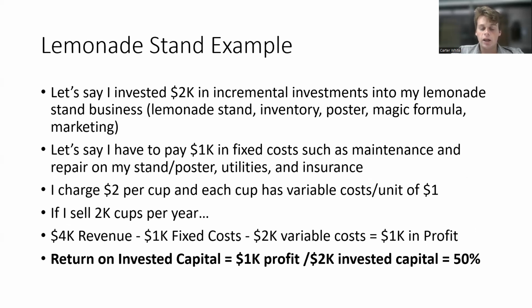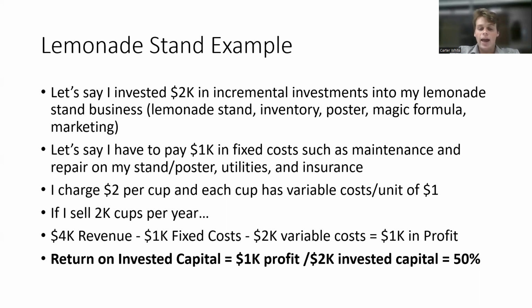So now I just want to show a simple example to explain the unit economics behind all this. Let's say there's a lemonade stand, and let's say that I'm starting this stand up by myself. I'm trying to make some money, and I invest $2,000 in incremental investments to get this thing started. So this includes the lemonade stand, inventory, poster, a magic formula. I come up with some combination of lemon, sugar, and water, or however you make lemonade. I always just buy it pre-made from the store. And then also some marketing, right? Maybe I go around campus, print out some flyers, and I set up my lemonade stand on Speedway.